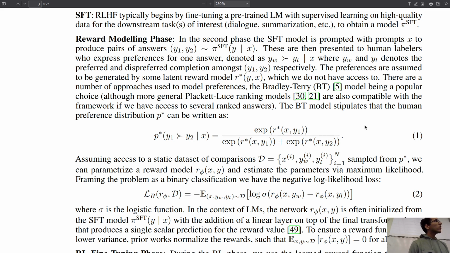The reward has to come from the human, right? No, the reward does not come from the human. The preference comes from the human. 0 and 1, right? Yeah, fair.